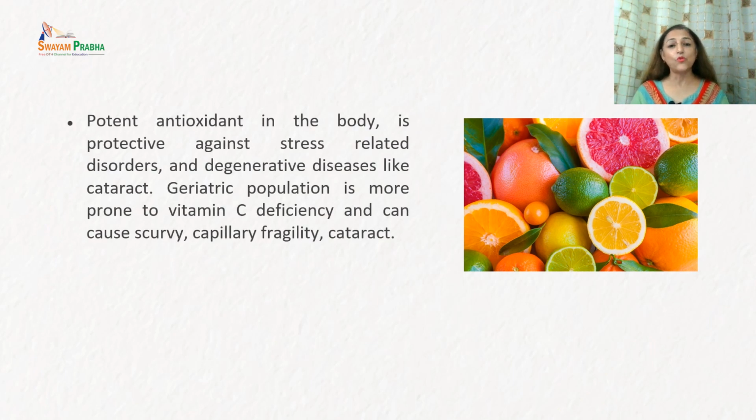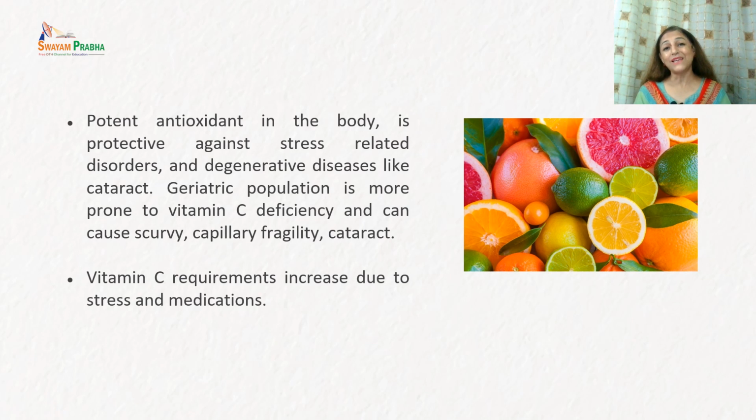Vitamin C is a potent antioxidant inside the body. It is protective against stress-related disorders and degenerative diseases like cataract. The geriatric population is more prone to vitamin C deficiency, and this can cause scurvy, capillary fragility, and cataracts. Vitamin C requirements are also increased due to stress and medication, which is quite common in the elderly. The antioxidant vitamins such as vitamin E, carotenoids, and vitamin C have been identified to promote the health of the elderly.